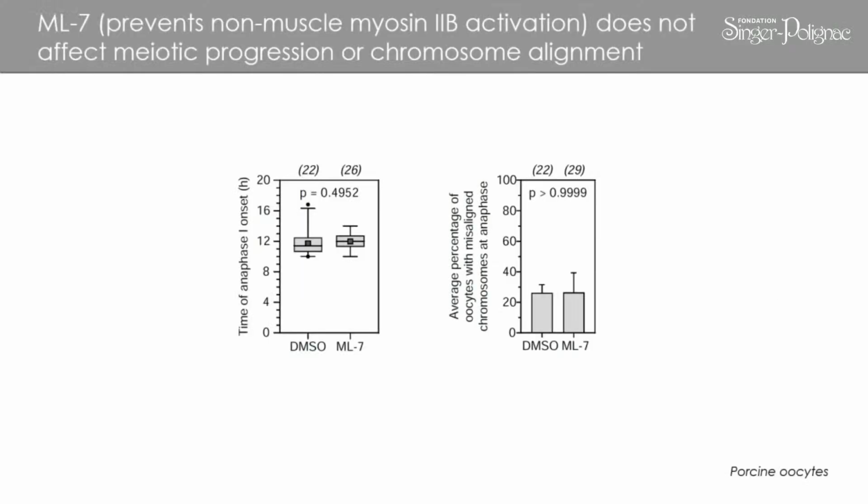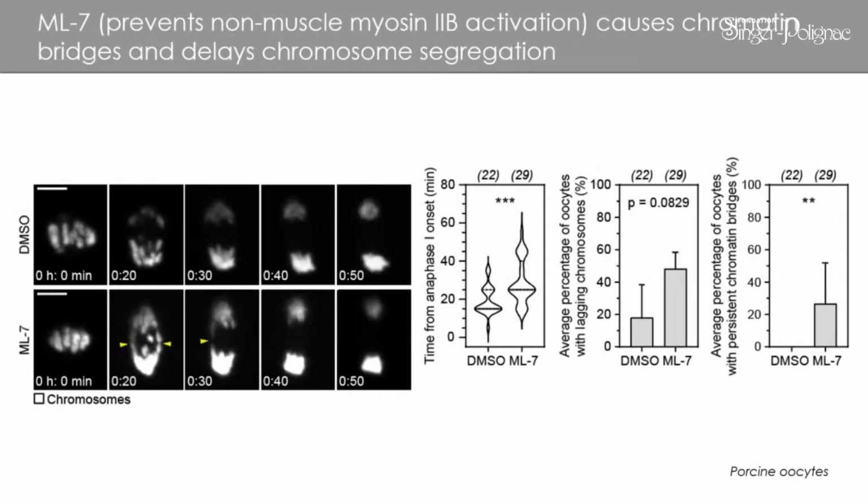Now, the first way by which we approached this is we used an inhibitor, which is called ML7. This is an inhibitor of myosin light chain kinase, and this acts on myosin 2A, myosin 2B. And what you see here in the oocytes when you treat them with ML7, everything is normal, everything looks fine until anaphase onset, which happens at the right time. There's no increase in chromosome misalignment until anaphase onset, so everything is normal. But then when the cells start to progress into anaphase, you start to see major defects.